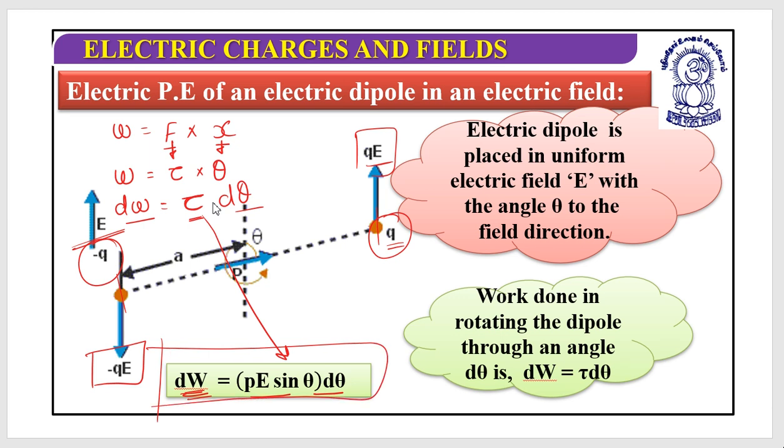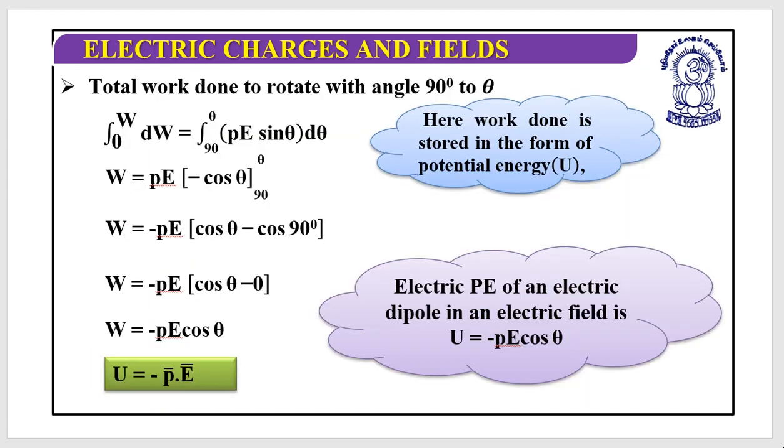So I can write dW = PE sin theta d theta. Is it clear up till now? Any doubts? Okay. Now let's integrate this. I need to find out the total work done required to rotate with angle 90 degree to 0 degree.